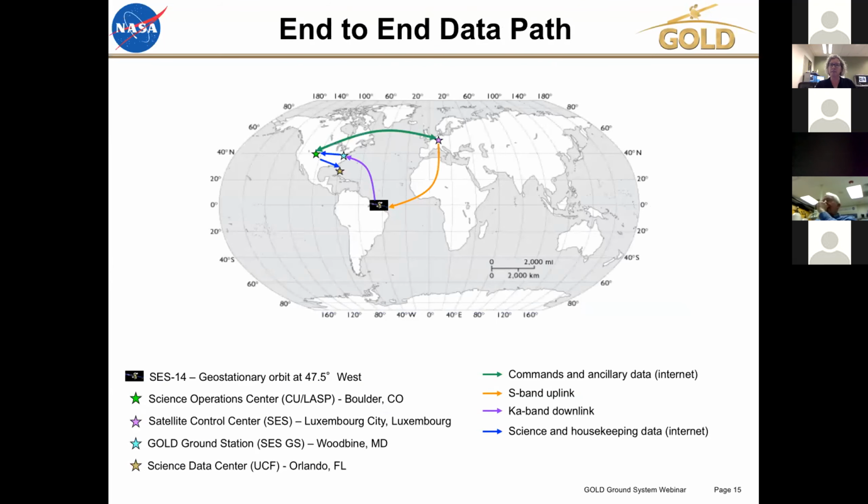So now that we have that portion added, we can follow the end-to-end data path, where again, commands originate here at the SOC in Boulder. Files are sent to Luxembourg, uplinked to the spacecraft. Based on those commands, the instrument performs its operations to downlink telemetry. That telemetry is received at Woodbine and then sent to Boulder to the SOC. The SOC converts that raw data into the level 1A format and transfers those files to the UCF Science Data Center. So that's the end-to-end data path that our data follows.